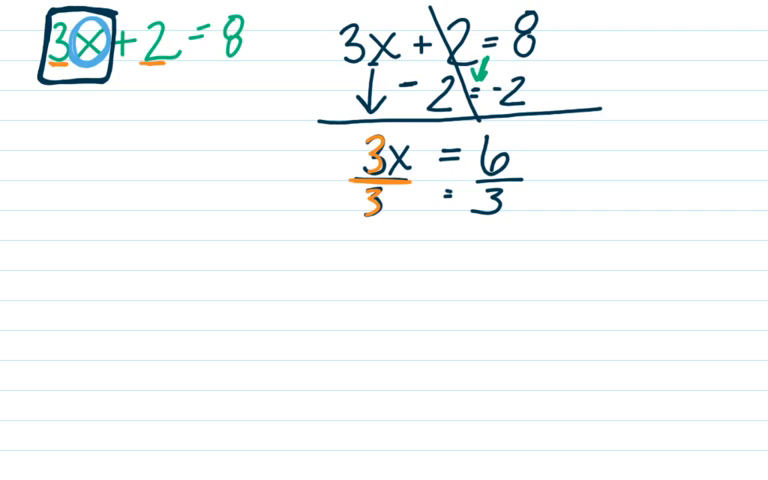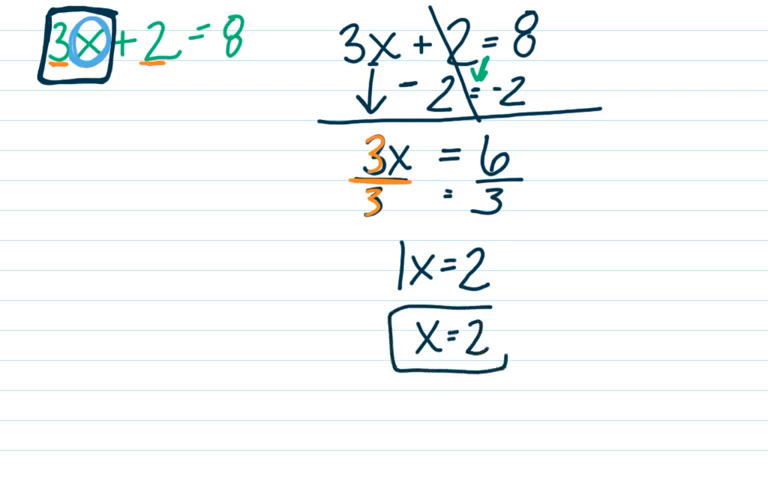So 3 over 3, that is the same as 1. And then we have x. And 6 over 3 is 2. And 1x is really just x. So that means x is 2. Okay?